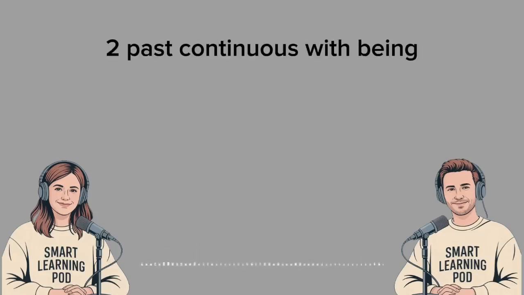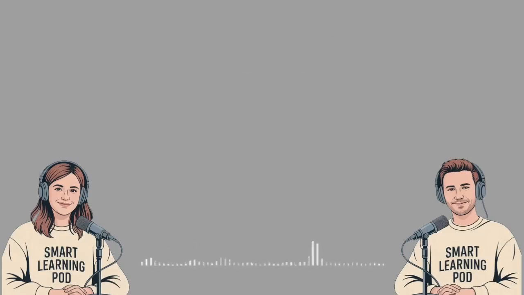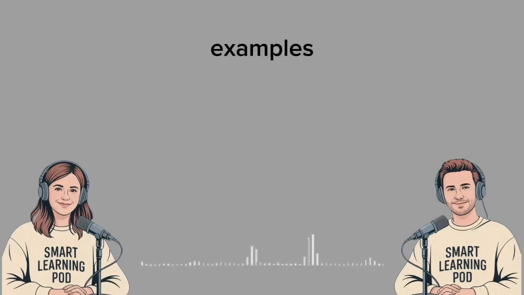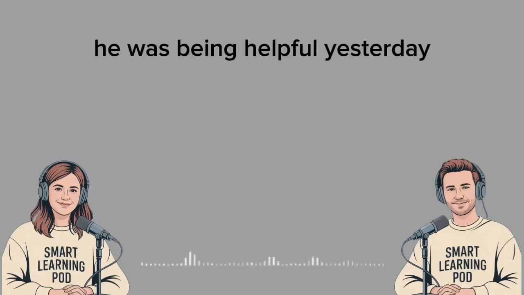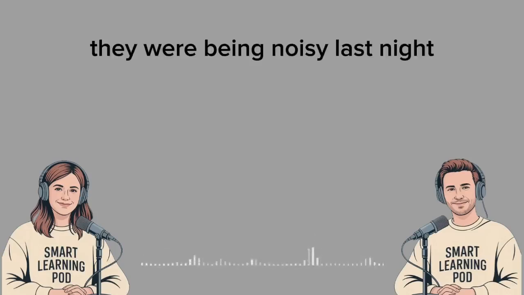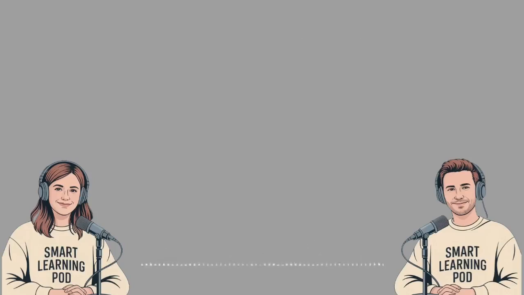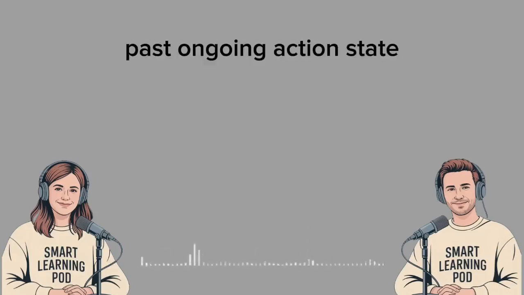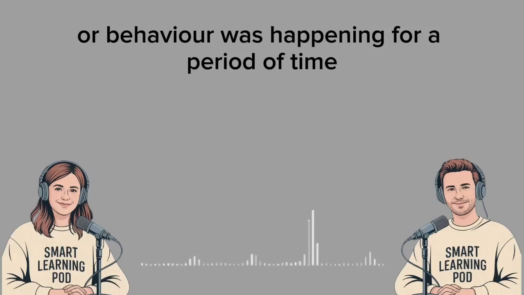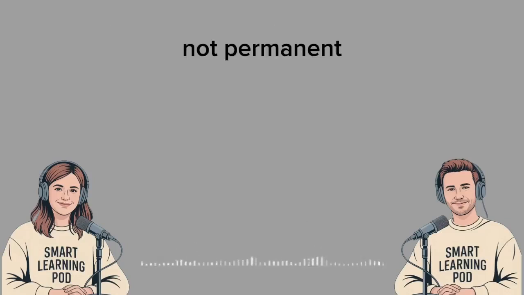2. Past continuous with being. In the past continuous, we use was/were being. Examples. I was being patient. Past ongoing state. He was being helpful yesterday. Past temporary behavior. They were being noisy last night. Past ongoing action, state. Being shows that the state or behavior was happening for a period of time, not permanent.